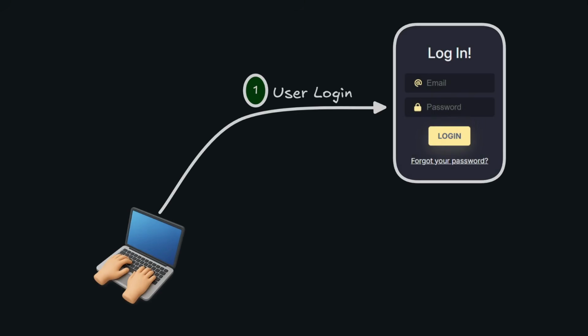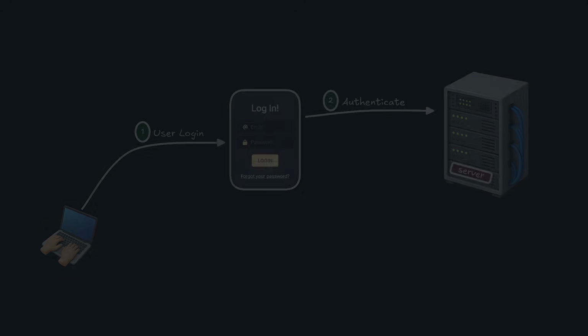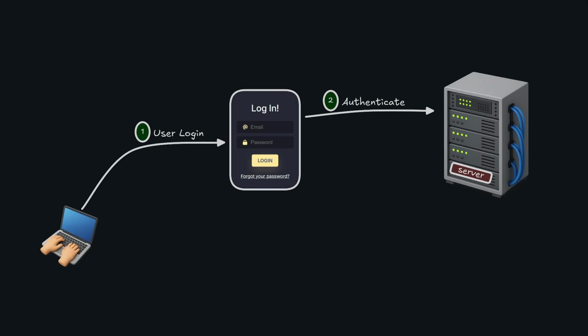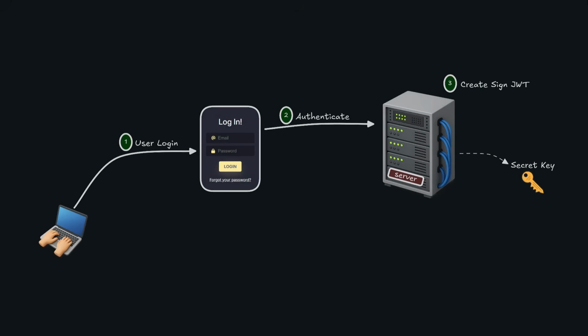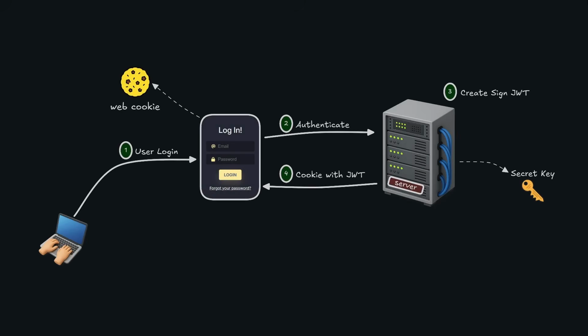Now let's talk about JWT-based authentication. The first step is very similar. A user sends their login credentials to the server, and the server verifies them. If everything checks out, the server generates a JWT token. This token is then signed using a secret key, which ensures that the token cannot be modified or tampered with. The server sends this token back to the client, usually in the response body.